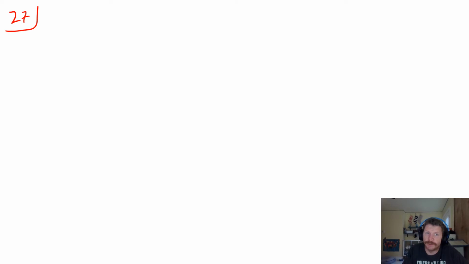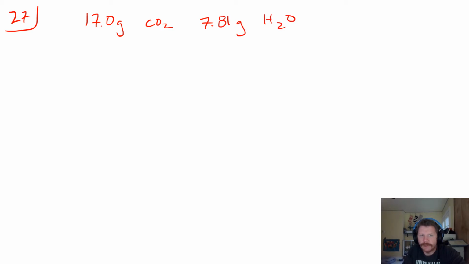This is very similar to question number 26. This is a combustion analysis question. Now, the version of the question that I have is going to be a little bit different from yours. What mine tells me is that I have 17.0 grams of CO2 and 7.81 grams of H2O, and that is the result of the complete combustion of 5.5 grams of a hydrocarbon.